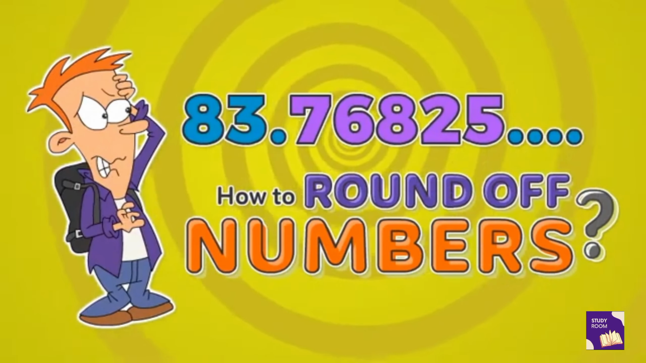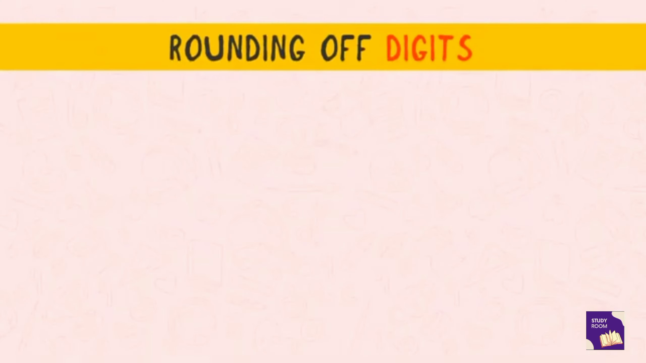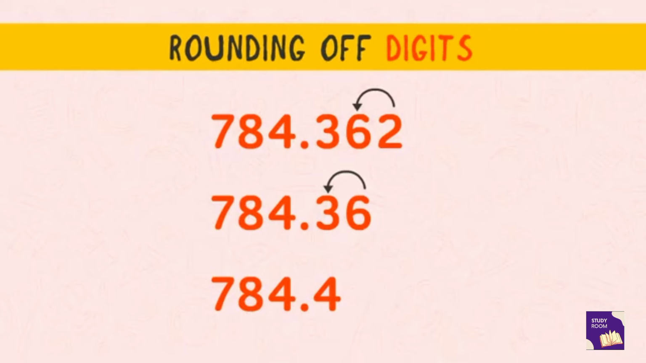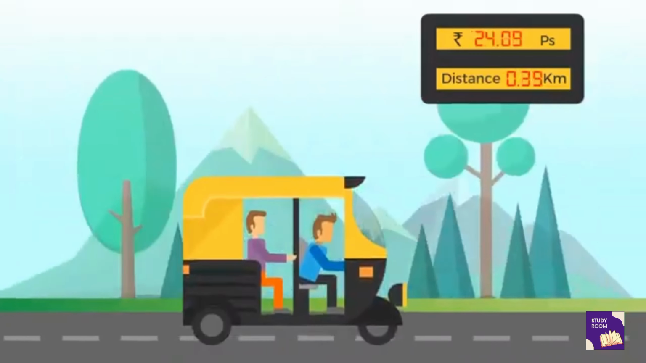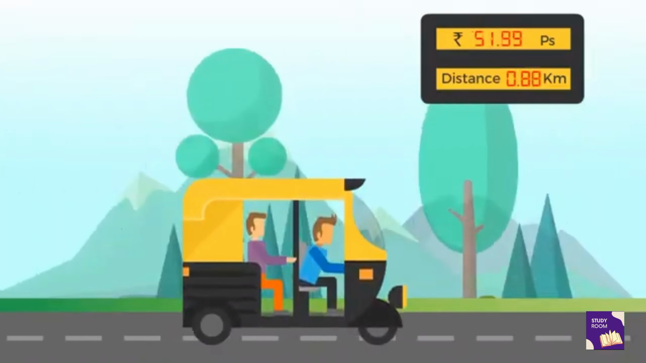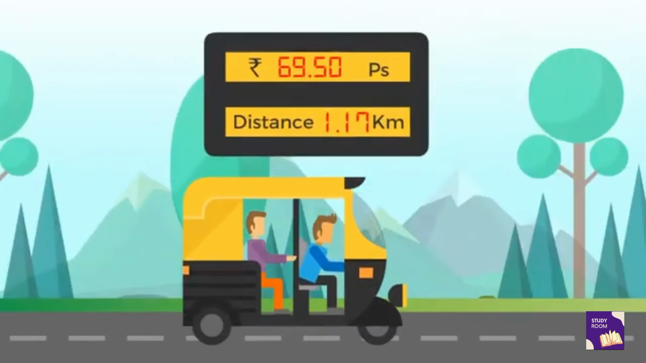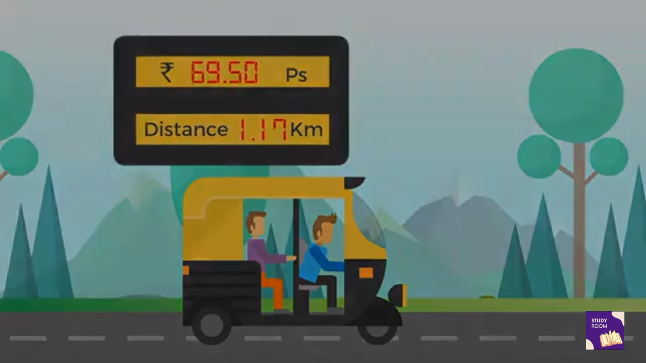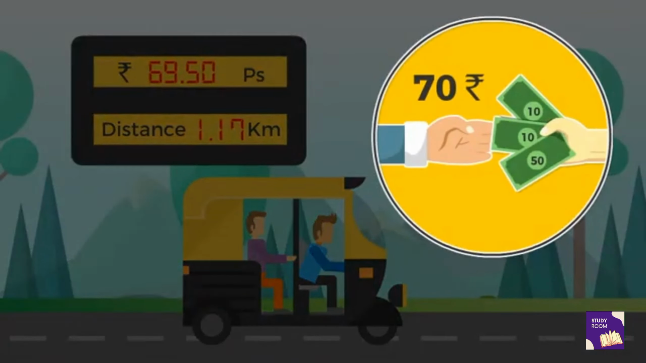How to round off numbers. Rounding off digits is a common thing performed by people in daily life to make financial transactions easier. Suppose you are traveling by an auto rickshaw and the meter falls down at rupees 69.50. Most likely, you will round it off and pay the driver 70 rupees.